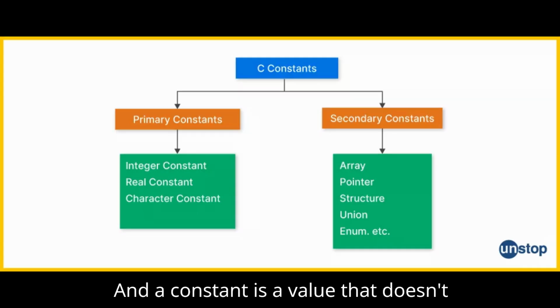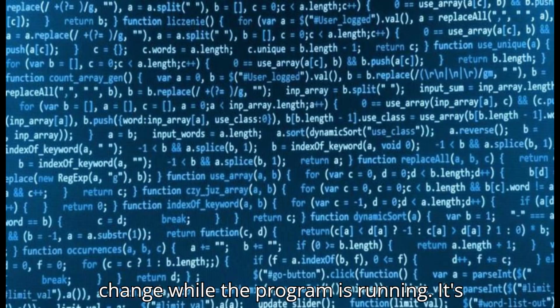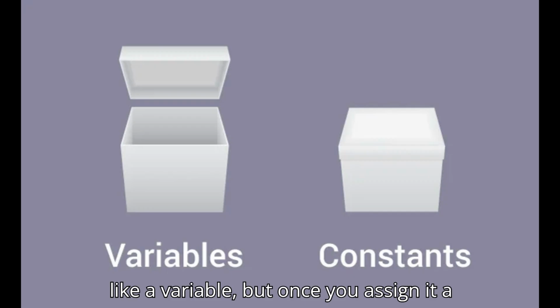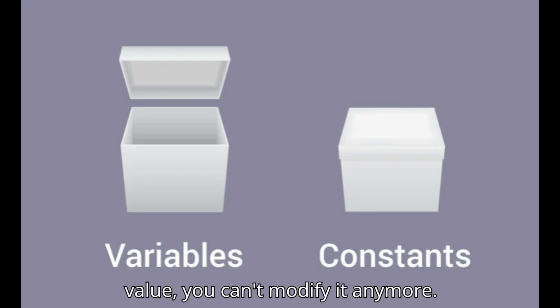And a constant is a value that doesn't change while the program is running. It's like a variable, but once you assign it a value, you can't modify it anymore.